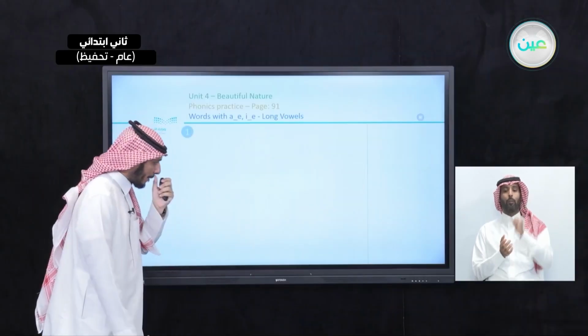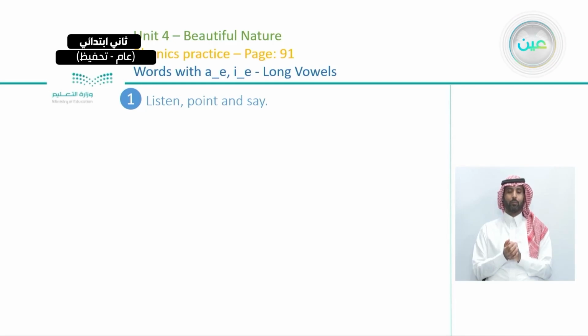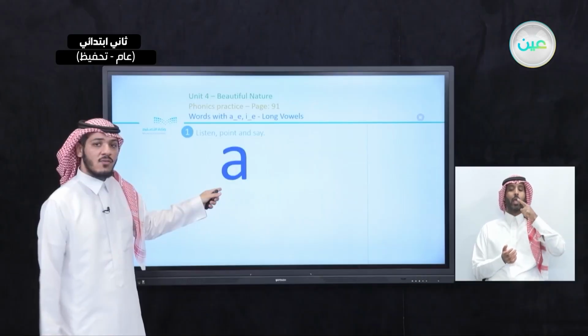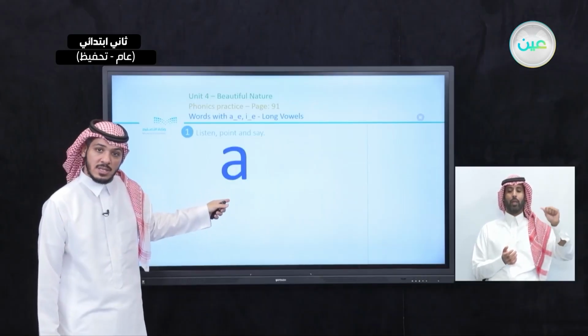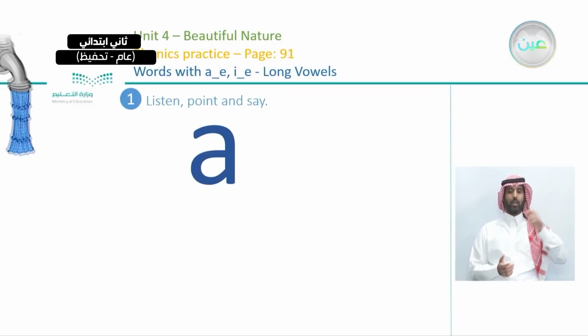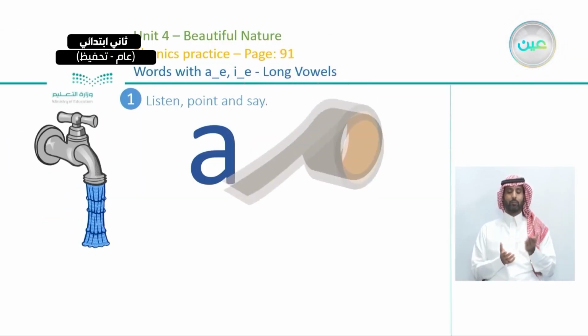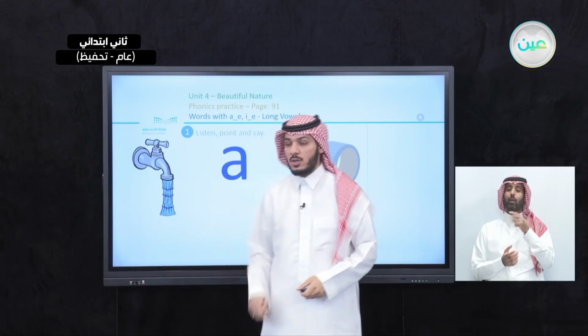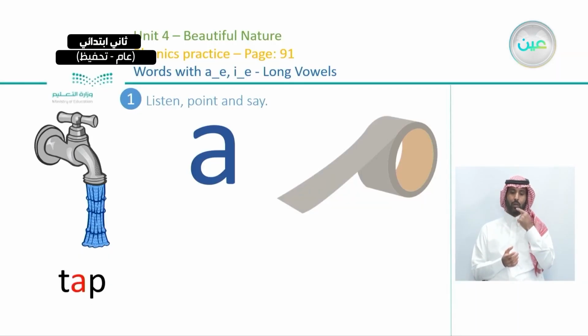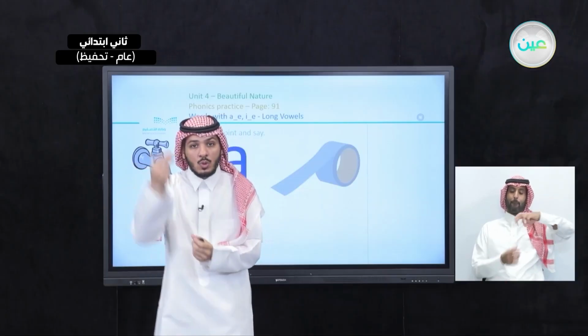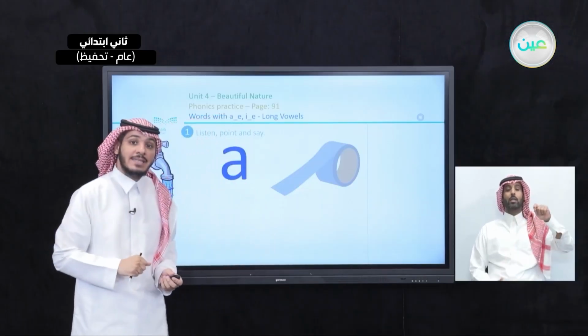Okay, now, let's take them one by one. So, number 1, listen, point, and say. Okay, so now we have A. What is this? This is A, okay? And A here is pronounced in 2 ways, okay? So we have this and this. This is called what? Tap. Tap, okay? When you open the tap to get water. So this is called tap, okay?